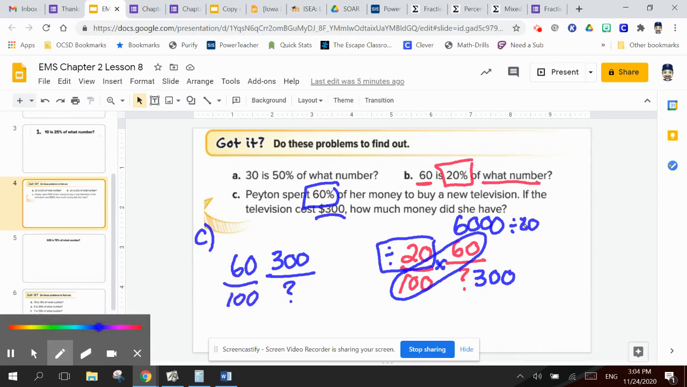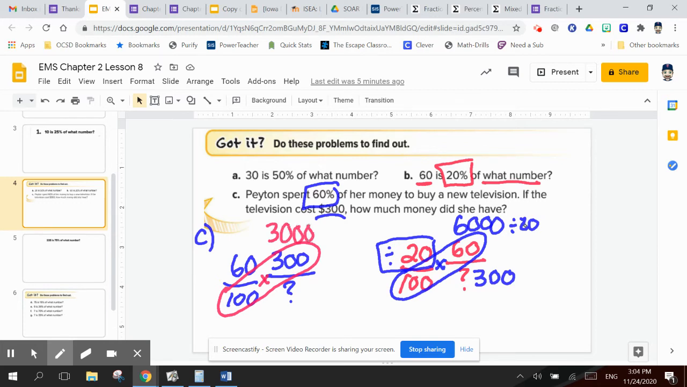I cross multiply. I'm taking 100 times 300. 1 times 3 is 3, then 1, 2, 3, 4 zeros. I divide 30,000 by 60 because that's the only number I have left, which would be $500.